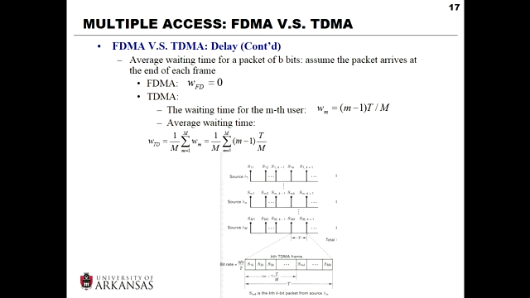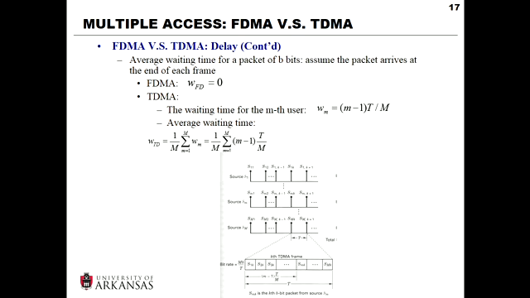Okay? So we can calculate more complicated waiting time by considering the random arrival of the packets, right? But here, let's just look at a highly simplified scenario. Let's assume that a new packet arrives at the end of each frame, and then in the next frame we just transmit this packet.